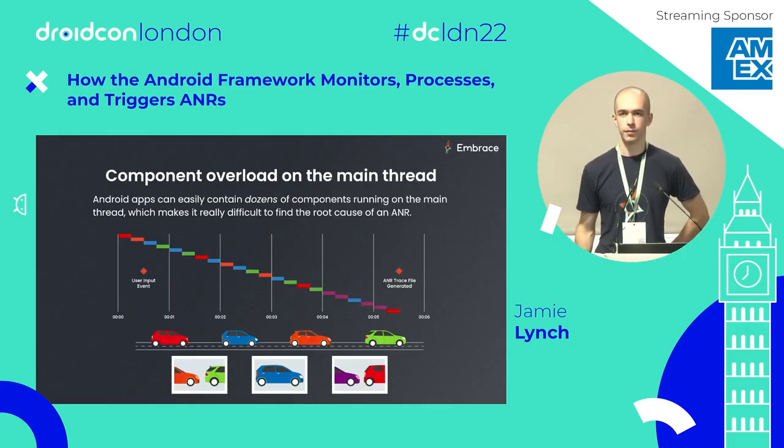This kind of illustrates what's happening with component overload. Using our metaphor of cars in heavy traffic, you might have dozens of components running on the main thread at the same time. Those can all contribute to an ANR cumulatively, which can make it kind of hard if you're just getting a stack trace of 5 seconds. That can vary depending on how the device is performing, what other apps are running, stuff like that.